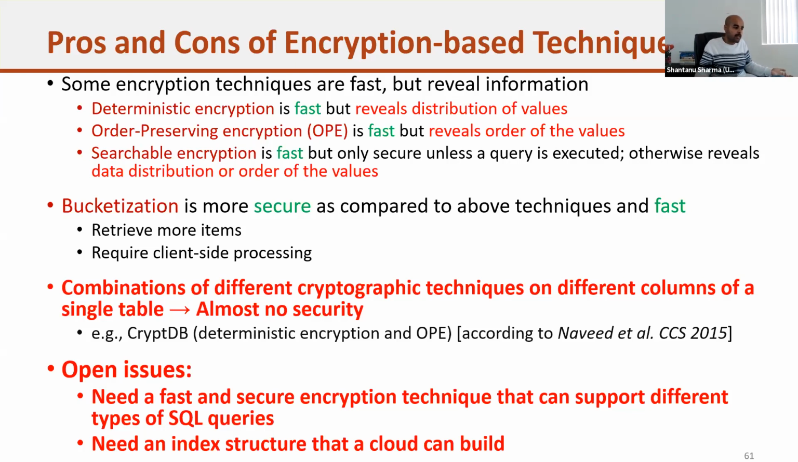Now some people are mixing cryptographic techniques on a single table, just like CryptDB. They use onion encryption: deterministic encryption, OPE, homomorphic. They encrypt on all the tables. But combining these techniques is also not secure. They reveal more things as compared to using only a single technique. This was shown by Naveed in 2015. So right now the question is: how can we design a secure index, a secure encryption technique?